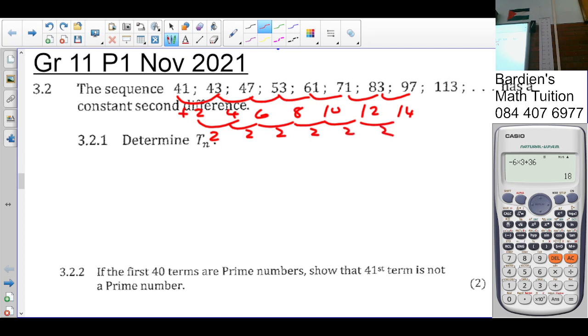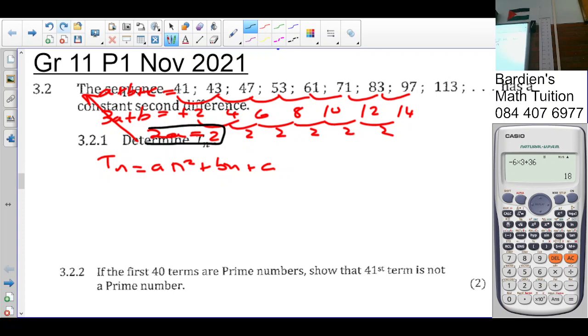What do I write on the side? 2a, then 3a plus b, then a plus b plus c, from the bottom upward. The general term of course is Tn equals an squared plus bn plus c. So how do I work out a? It will be 2a is equal to 2. So a is equal to?